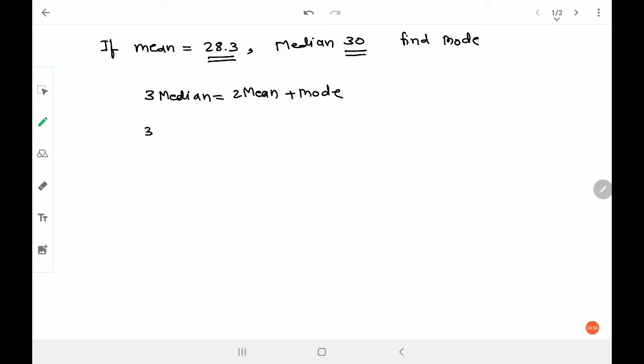So 3 median means 3 into 30, equals 2 into 28.3 plus mode. So 3 into 30 is 90. 2 into 28.3 is 56.6. Right? And shifting this 56.6 to the other side, I get the mode.